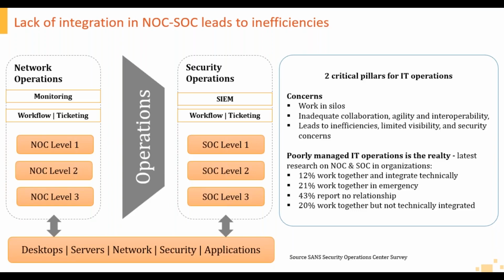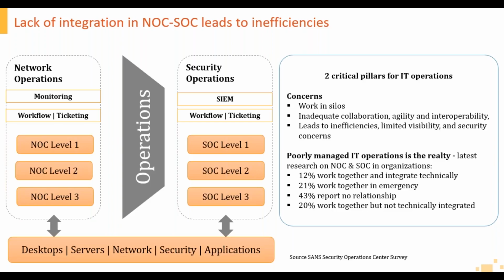So we certainly want to point out a recent SANS Security Operations Center survey, where 12% of organizations pointed out that they work together and integrate technically also, and 21% said they work together only in emergency cases. So when there's an emergency, probably they work together, share information, collaborate, and then try to fix that. But alarmingly, 43% report absolutely no relationship between these two organizations.